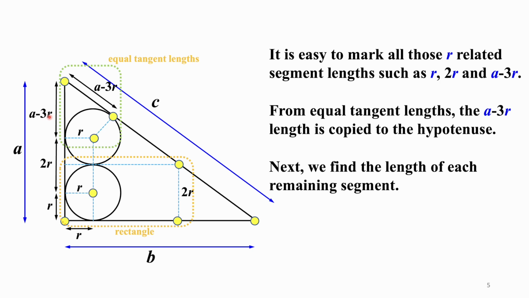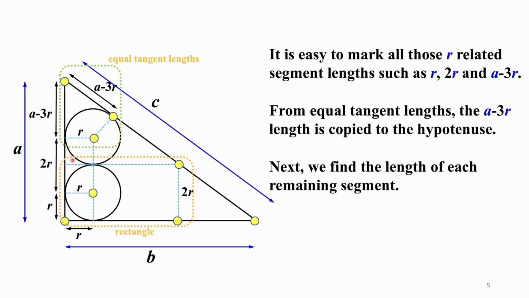Why 3R? It's the sum of R plus 2R. So the length of this segment is A minus 3R. Due to equal tangent from this point, this segment is equal to this segment. So the length of this segment is also A minus 3R. So the division of side C into 3 line segments, and one of them is known.